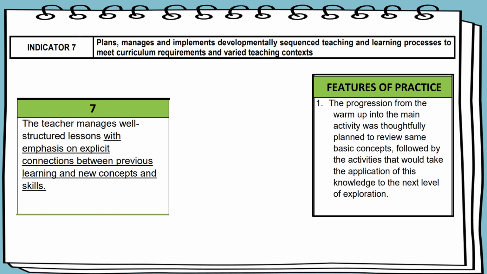On features of practice, the progression from the warm-up in the main activity was thoughtfully planned to review some basic concepts, followed by the activities that would take the applications of this knowledge to the next level of exploration. So on Indicator 7, planning is everything. The planning aspect of teaching is very important, that it alone can determine the failure or success of a teacher.